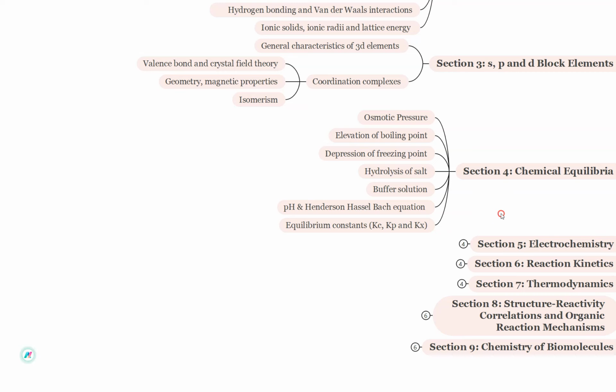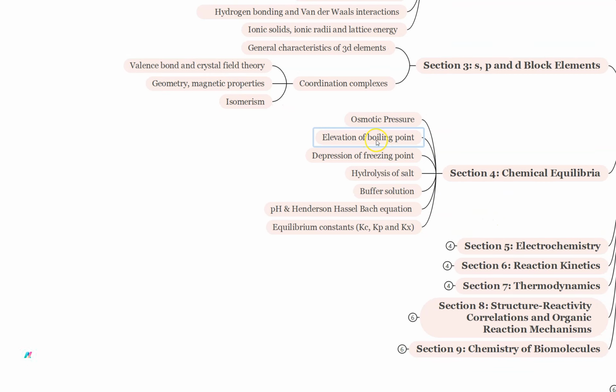From section 4, which is chemical equilibria: osmotic pressure, elevation of boiling point, depression of freezing point, hydrolysis of salt, buffers and their principles, pH and the HH equation, which is Henderson-Hasselbalch, and equilibrium constants. Learn the terminologies Kc, Kp and Kx, and learn the different formulas involved.